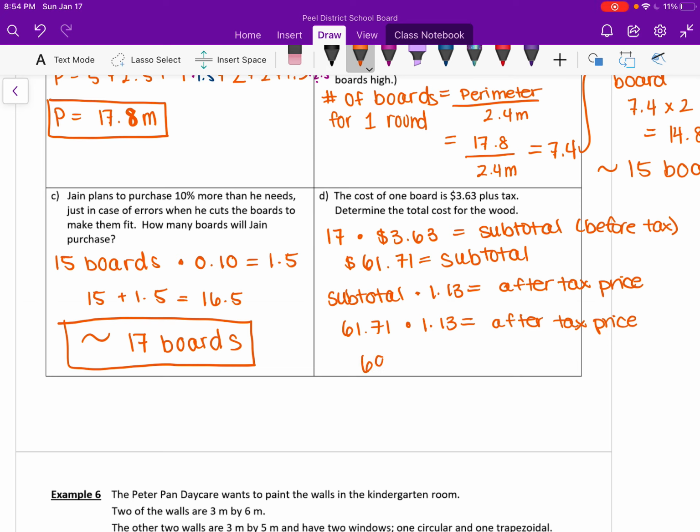So it's $69.73 is how much he's going to pay after tax for the wood. So he should probably go with around $70. Okay. Moving on.